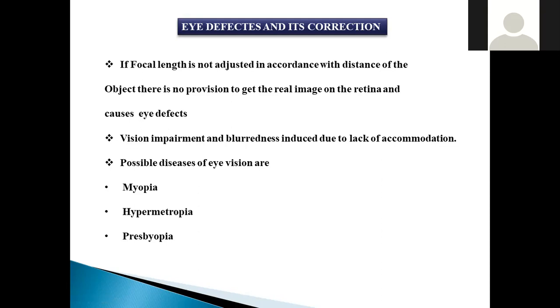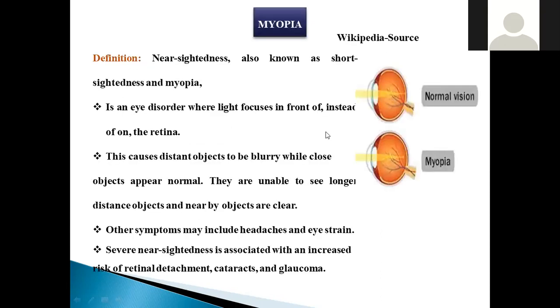So with lack of accommodation, if that adjustment is not possible in general, in that case there is blurredness, otherwise we can't see the object entirely, or alphabets may not be visualized. That type of vision defects are possible in the human eye. So here three different kinds of general human vision impairments are observed, which are mainly due to this focal length adjustment not being possible. One is myopia, second is hypermetropia, third is presbyopia. They are the diseases mainly observed as human eye defects. Let us discuss one by one.